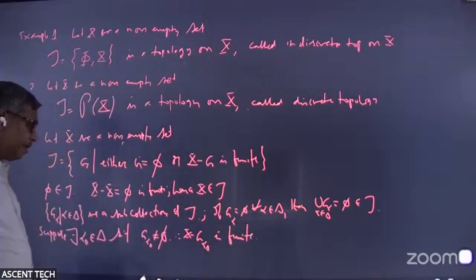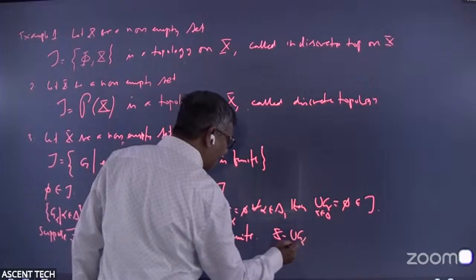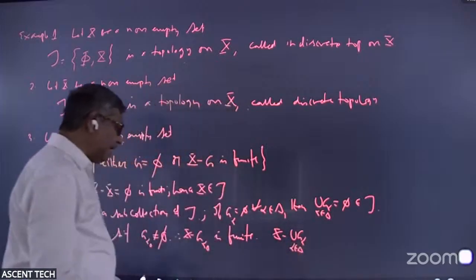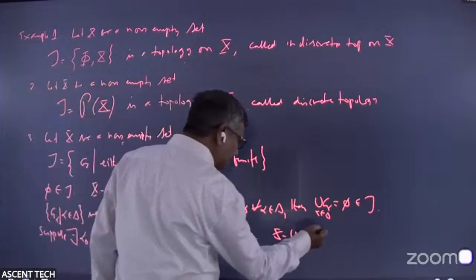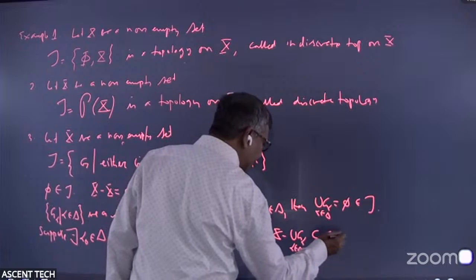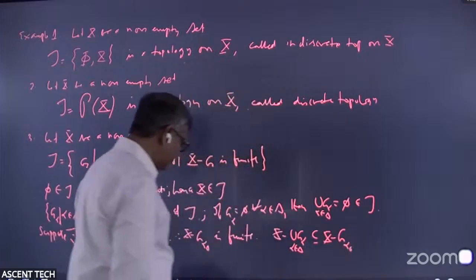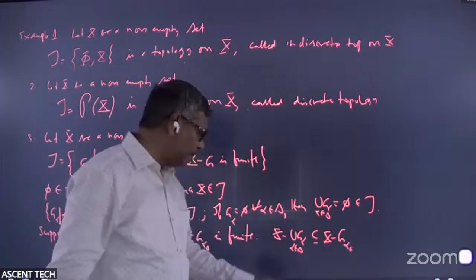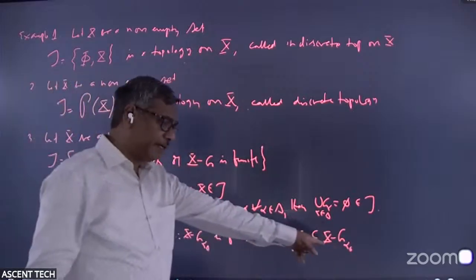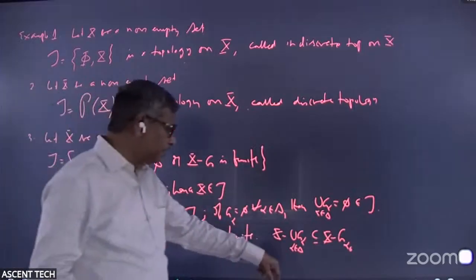Then I'm trying to look at X minus the union of G alpha over delta. The entire union is subtracted, and here only G alpha naught is subtracted. Don't you think this is a subset of X minus G alpha naught? I'm subtracting the entire union here, while here I'm only subtracting G alpha naught. So this is contained in that. But that is finite, and therefore this has to be finite too. It's a subset of a finite set.